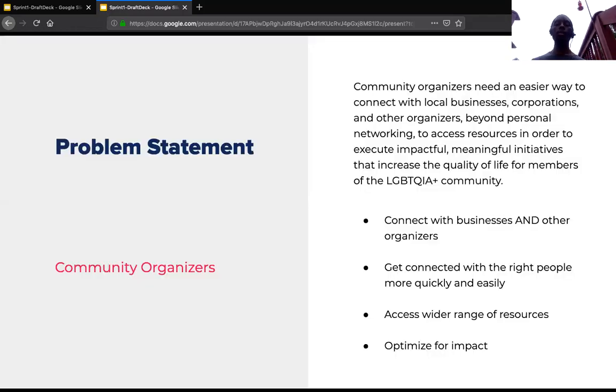And now, the problem statement for our community organizers is that they wanted an easier way to connect with businesses. They wanted to get more resources and really make impactful and really good events and initiatives that change the quality of life for the people that they were serving.